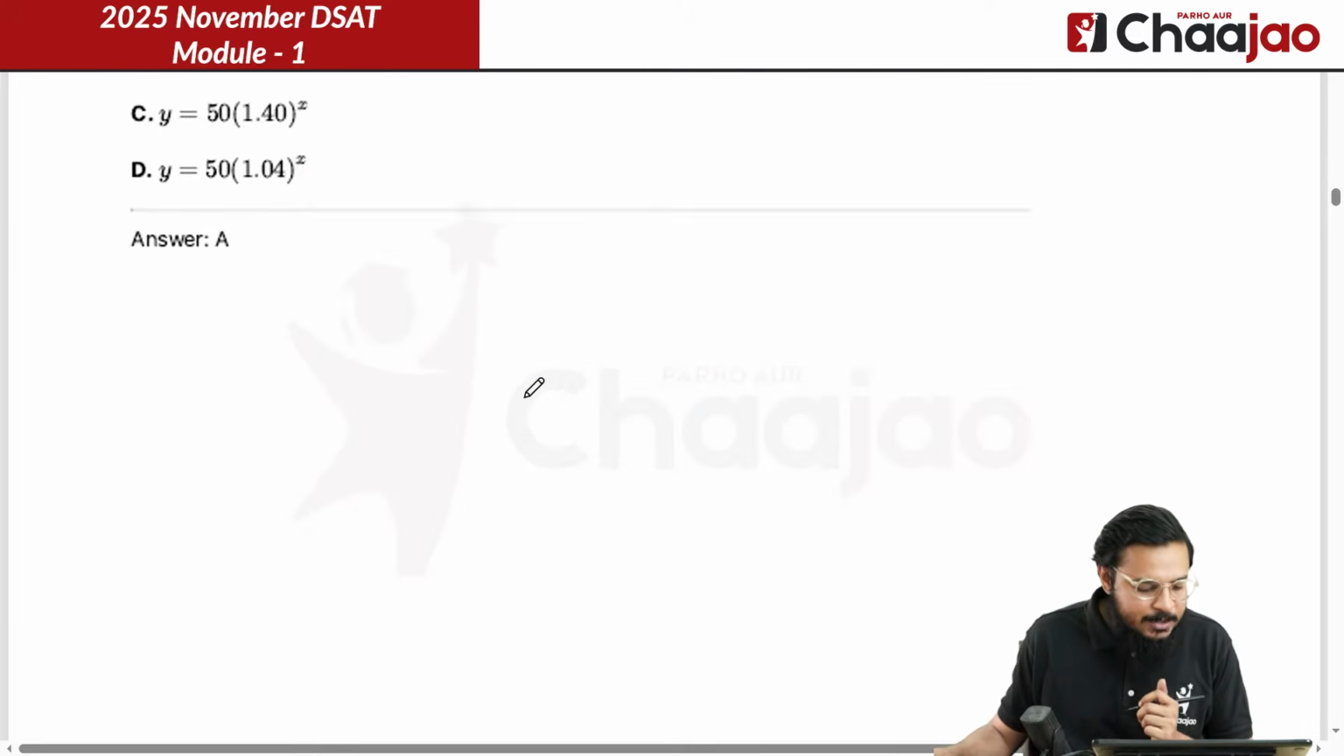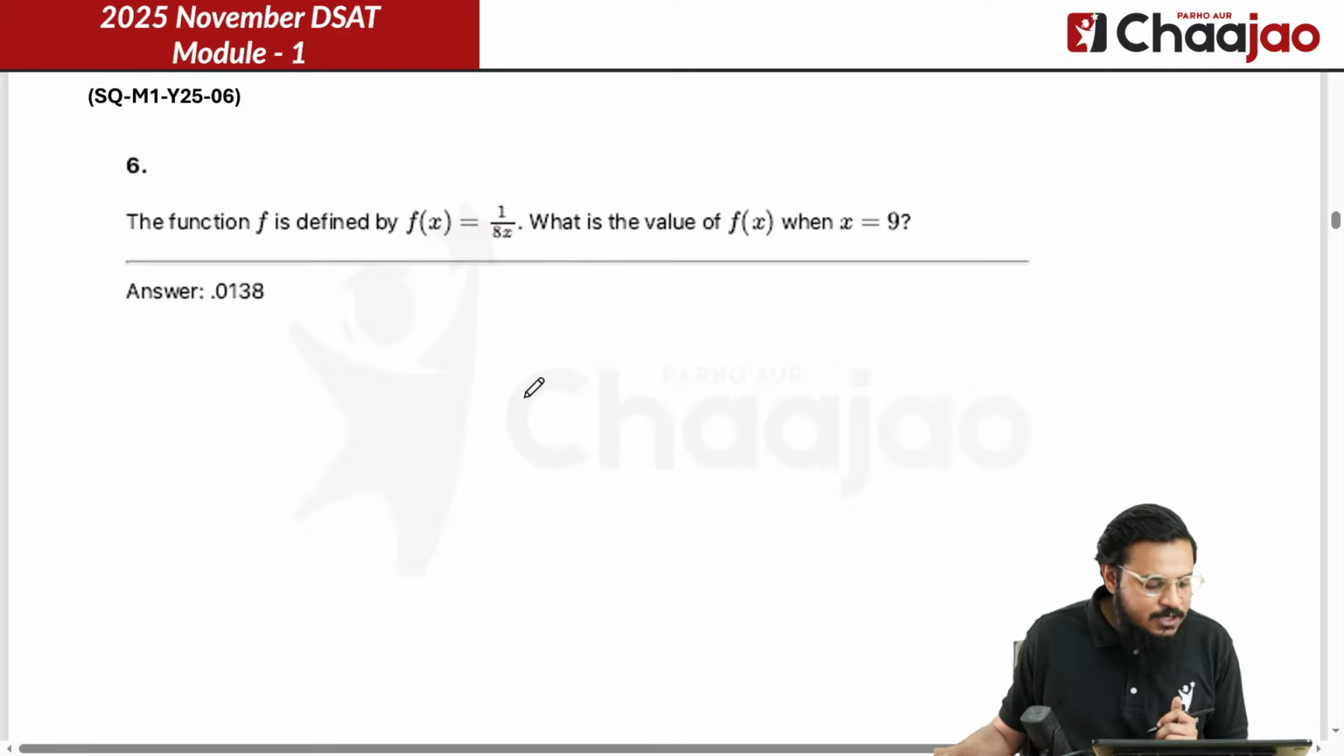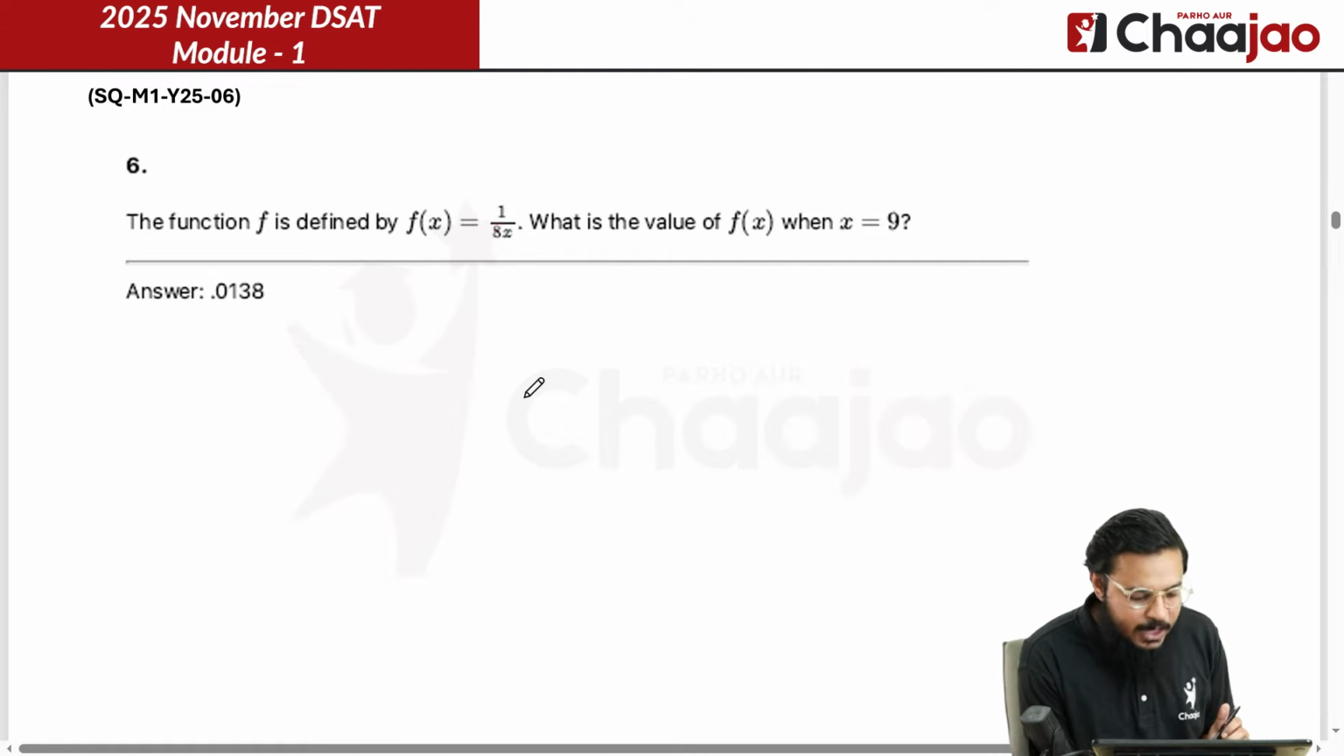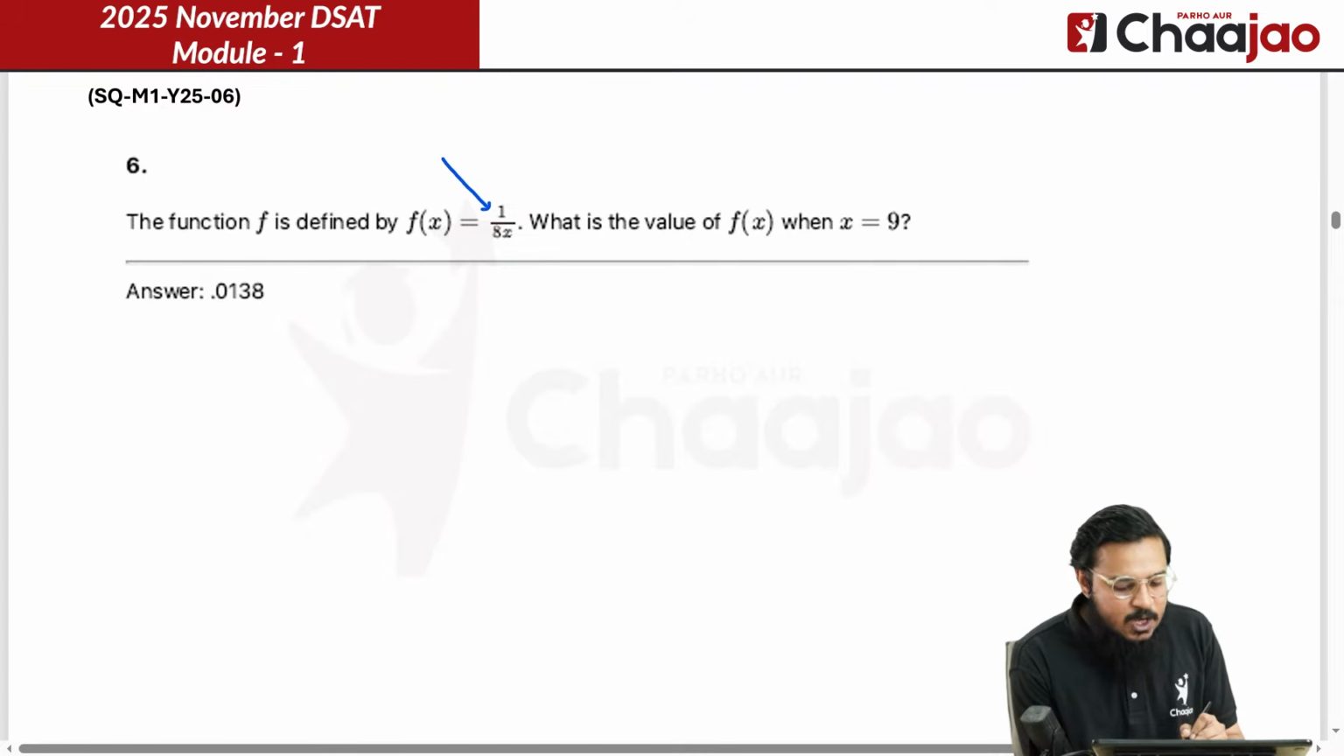Moving on to question number 6. Okay, so we have a symbolic functional question. The function f is defined by f of x is equal to 1 over 8x. What is the value of f of x, or the value of y, when x is equal to 9?